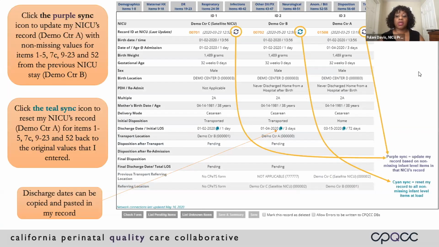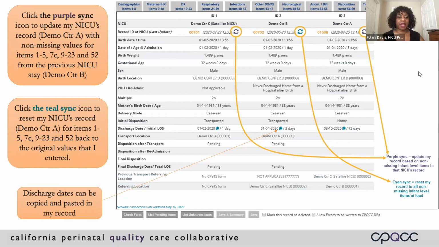Okay, so next we're going to discuss option 2, network info tab. Again, this page is always going to appear as the last tab on your admission discharge form. At the top of the page is where you'll find the sync buttons next to the NICU ID. You will only see this information if the NICU where the baby is transported, again, is participating in data sharing and has entered a record for this baby.